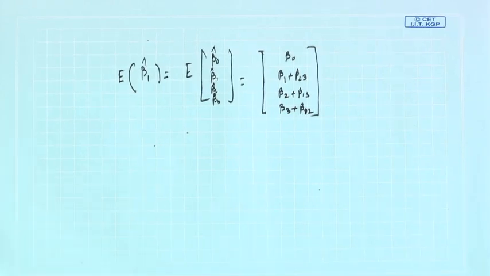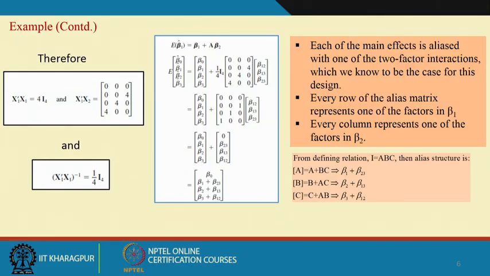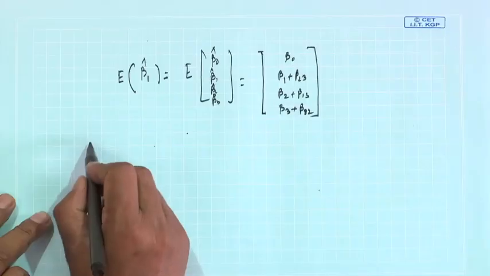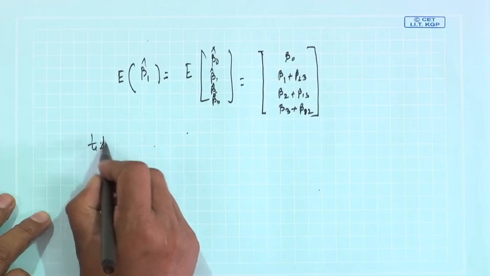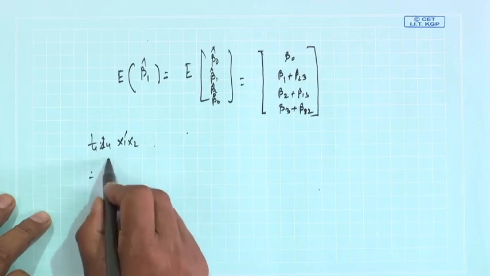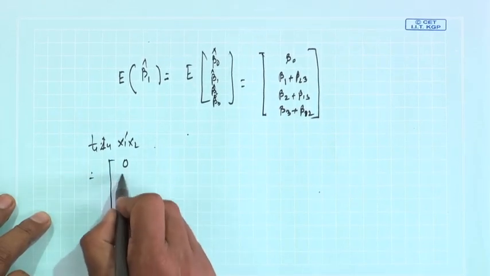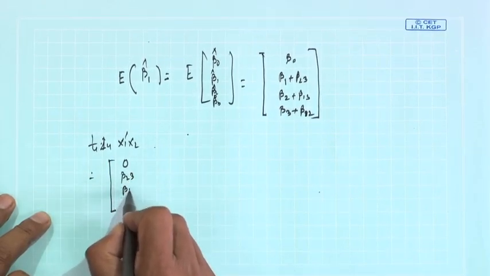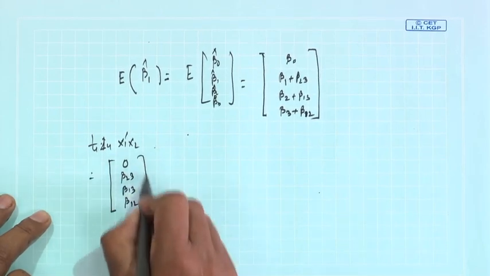Okay. So, it is just matrix multiplication at the end. I am expecting that you will be able to find out 1 by 4 I4 into x1 transpose x2, and that value is nothing but 0, beta 23, beta 13 and beta 12.